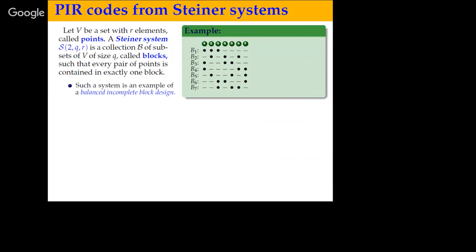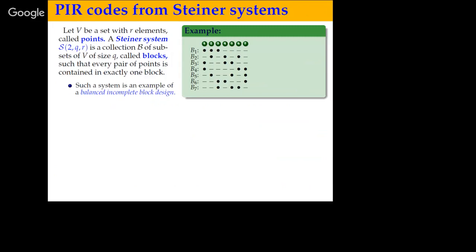So what is a Steiner system? Here's an example. You have some set, in this case consisting of 7 elements. They're called points. A Steiner system is a set of subsets, called blocks, of the original set with the following properties. This is a Steiner system of strength 2, with parameters Q and R. All of them have size Q, so here Q is 3, each of these subsets has size 3. R is the number of elements, so that's 7 in this case.